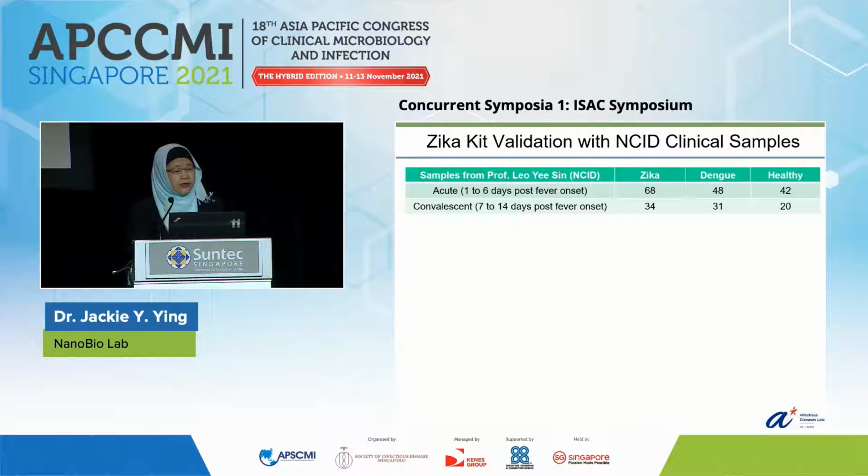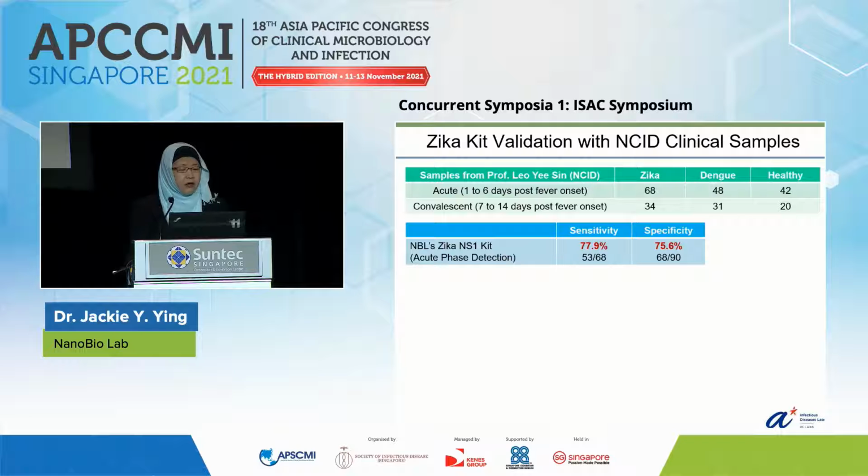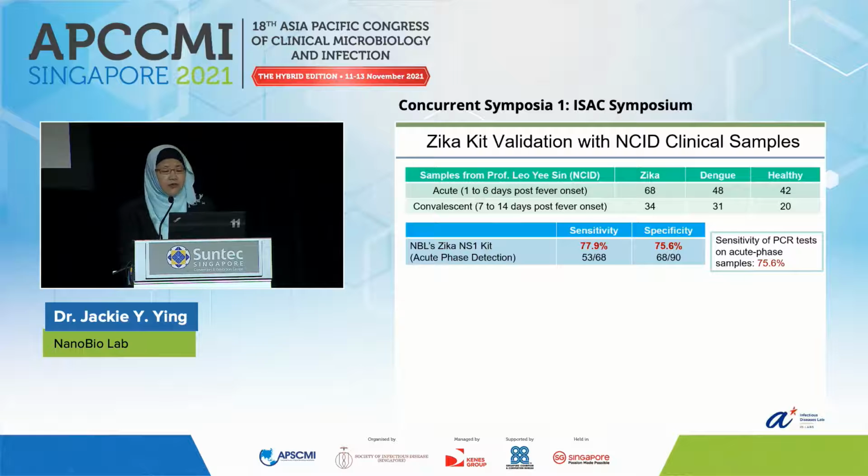For example, we looked at the acute phase, basically 1 to 6 days post-fever onset, and second phase, basically 7 to 14 days post-fever onset. Okay? And what we see is for the acute phase, we were able to achieve sensitivity and specificities in the high 70s. This is actually very significant because what we see in PCR tests is only about 75% sensitivity. Okay? So we are on par with that and slightly better, actually.